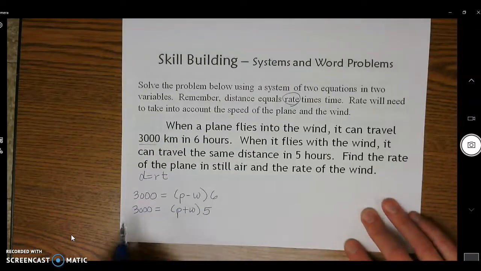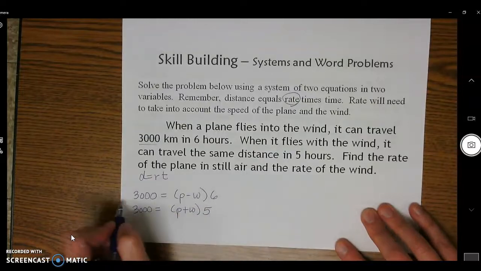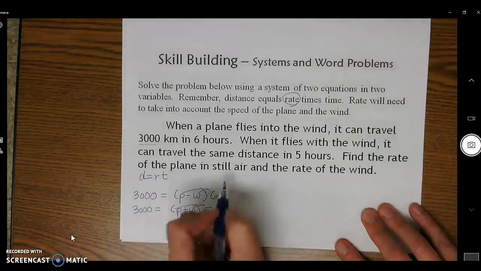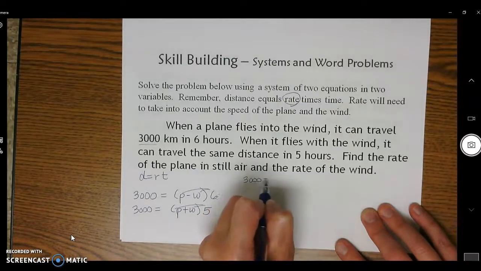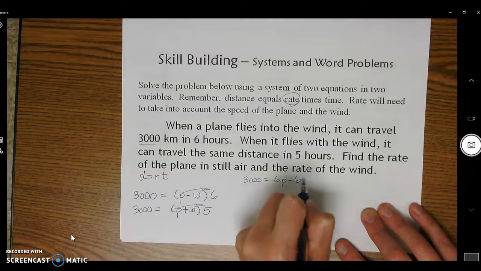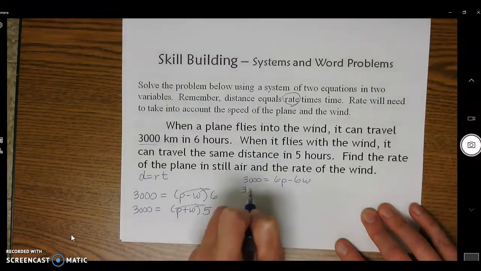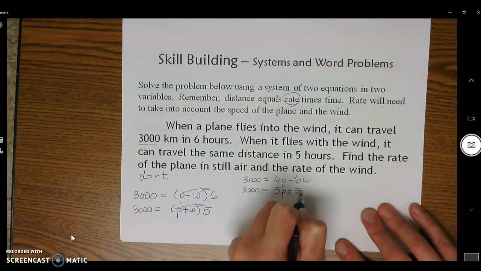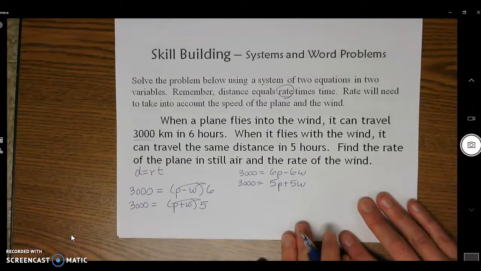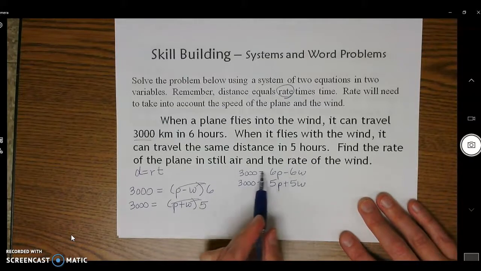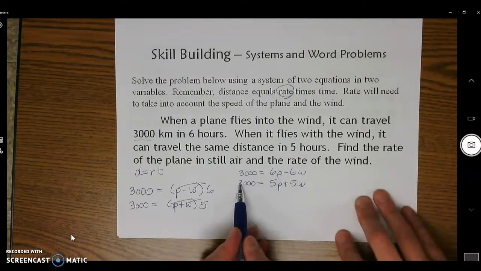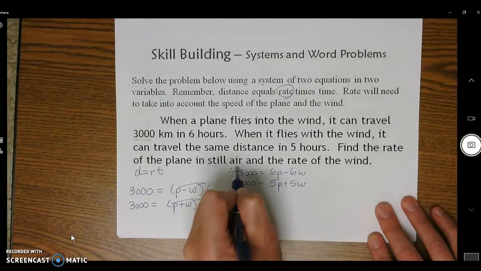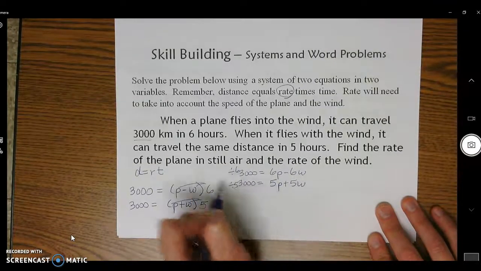All right, so now we need to solve this. Let's go ahead and distribute my 6 and my 5. So I have 3,000 equals 6p minus 6w. And I also have 3,000 equals 5p plus 5w. All right, I'm going to simplify these. 6 goes into all of these and 5 goes into all of these. So we're going to clean this up. I'm basically dividing by 6 here, everybody, and this one I'm dividing by 5.